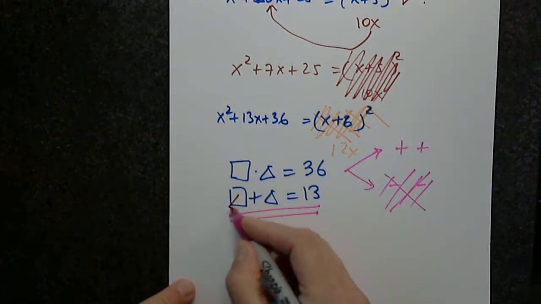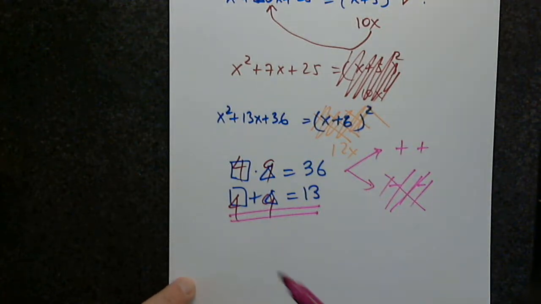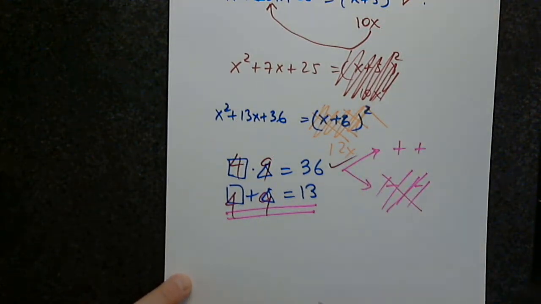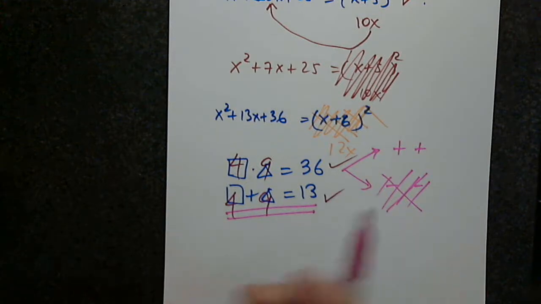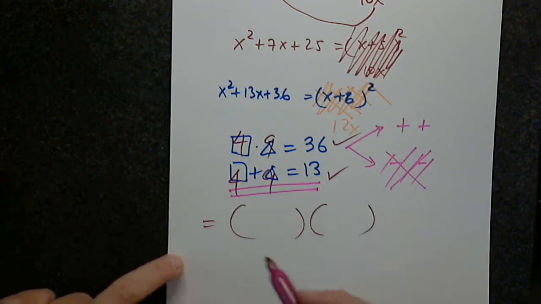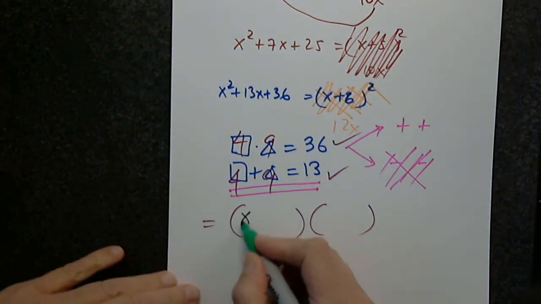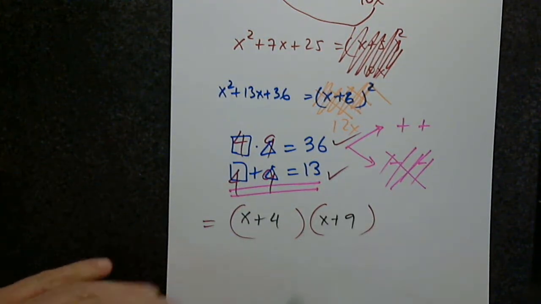9 and 4. Very good. 4 and 9. Both conditions have to be fulfilled. 4 times 9, 36, yes. 4 plus 9, 13, yes. So then I immediately go ahead and factor this. Can anyone give us the factored form? X plus 4. Excellent. X plus 9. Excellent. That's it.